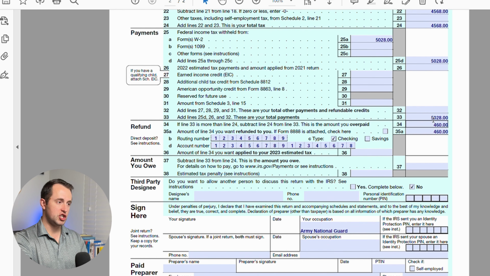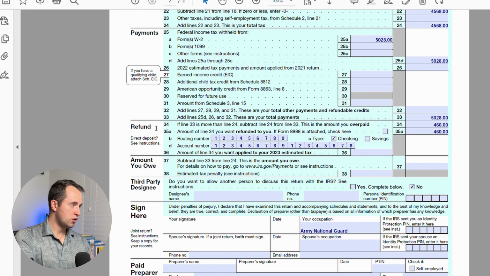So for this situation, Jod is owed a tax refund of $460, and that's what we're going to put in line 34. 35A is the amount that you want refunded to you. Just always put the full amount. So whatever is in line 34, put that in line 35.